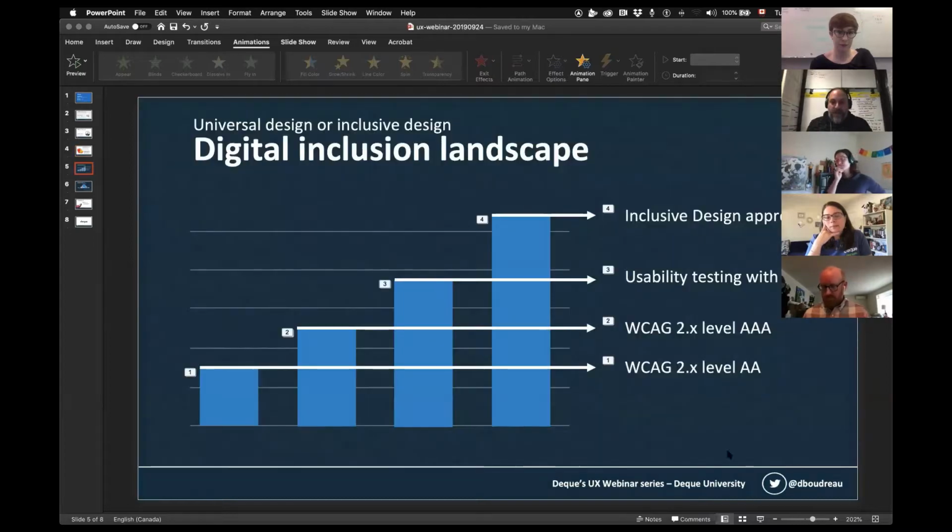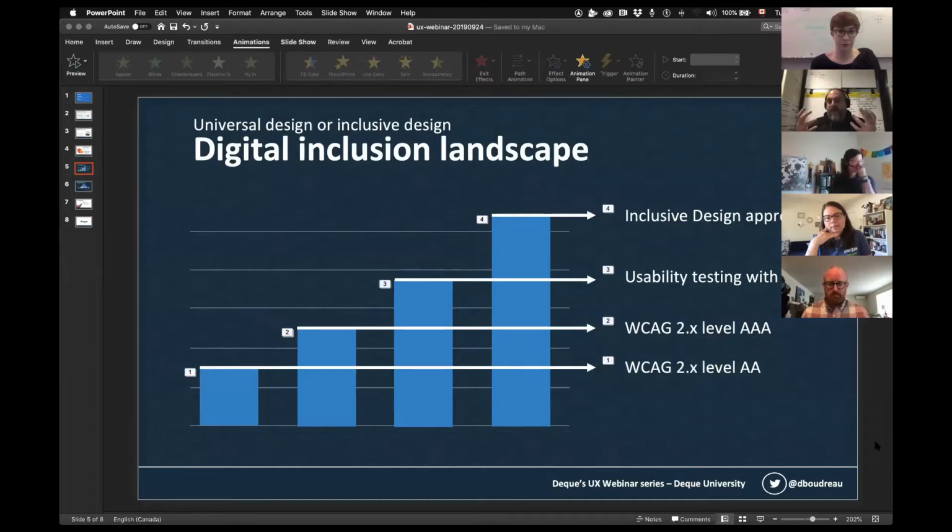So a little bit of a diagram here. What we're seeing on the screen is a bar chart, 4 different bars. The first one on the left corner is not that high, so it's the lowest of the 4. And it represents WCAG 2.x level AA. There's another one next to it that goes a little higher, so it goes to AAA. Those I like to think would represent the idea of universal design, where we're trying to do as much as we can within the boundaries of requirements. But the third bar goes higher than the first 2.